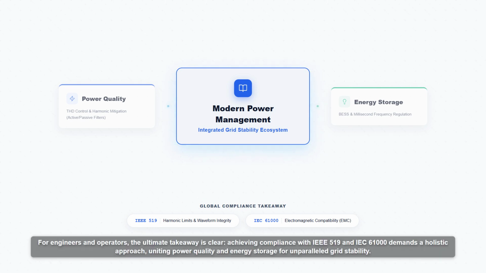For engineers and operators, the ultimate takeaway is clear. Achieving compliance with IEEE 519 and IEC 61000 demands a holistic approach, uniting power quality and energy storage for unparalleled grid stability. Before we conclude this training module, let's reinforce your learning with a quick technical knowledge check.